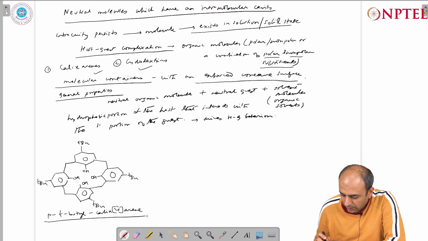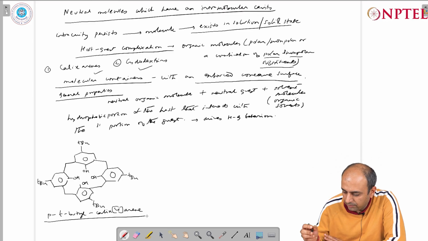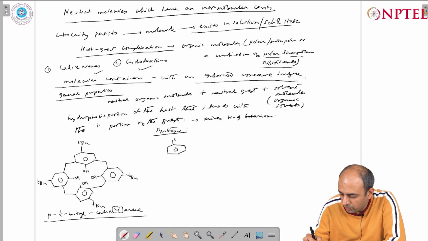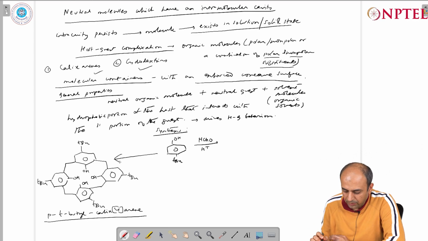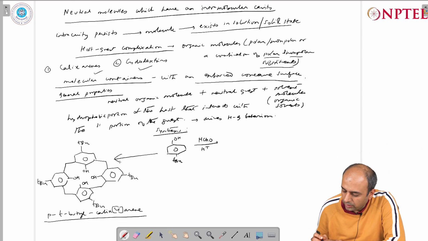Calix 4 arene, and this compound is prepared by the reaction of, synthesis of this calixarene is done by the reaction of alcohol in the presence of formaldehyde and an acidic source, which will lead to the formation of this particular para tertiary butyl calix 4 arene.